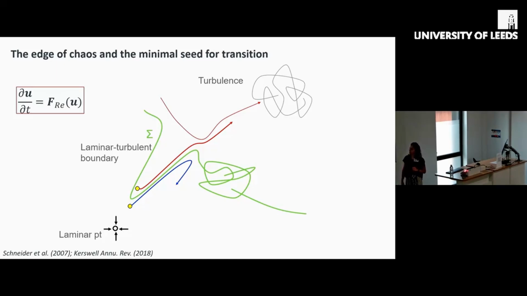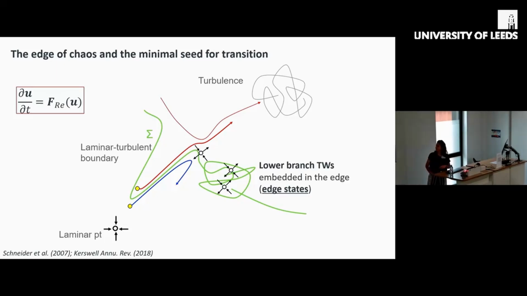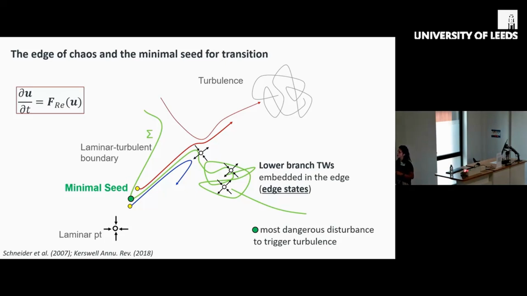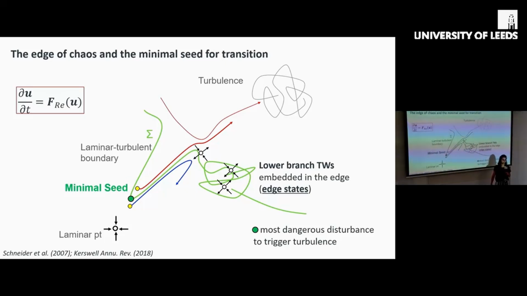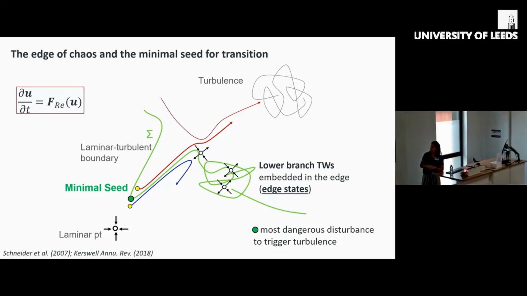And some of these traveling waves or invariant solutions that have been found are embedded in the edge, this laminar-turbulent boundary, and they are believed to mediate the transition to turbulence. And a very important point in this two-dimensional projection, which was also mentioned before, is this point here where the edge comes closer to the laminar point. This is called the minimal seed for transition. It is the disturbance of smallest amplitude that can just trigger turbulence. So if turbulence is something that we want to avoid, it is the most dangerous disturbance that can trigger turbulence.